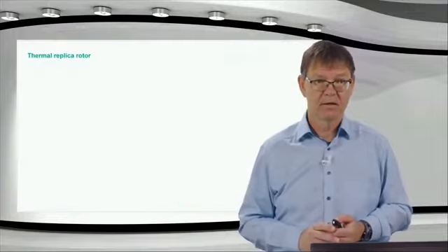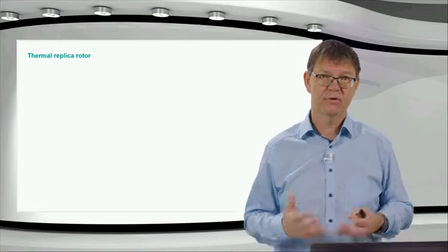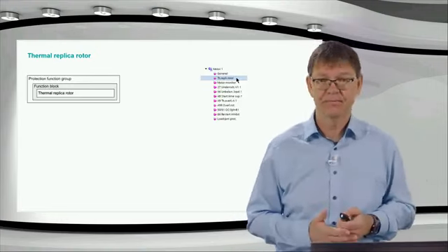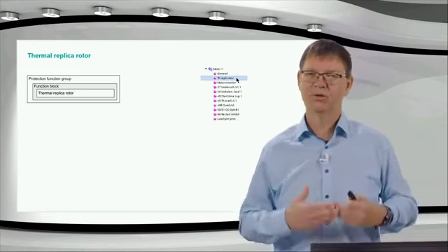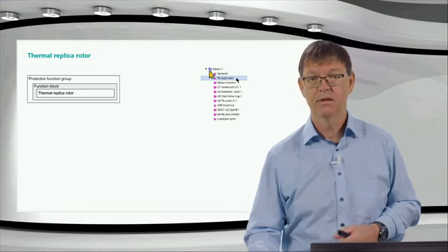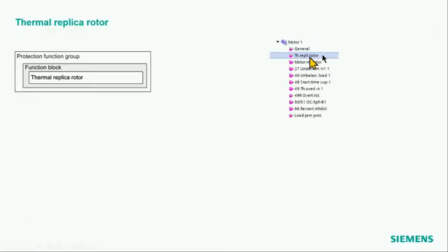Good. This said, let's go one step further, now more towards the functional thermal replica of the rotor. It's also one of these functions which we cannot delete. This is always there. You find it here in our hierarchy tree under motor and then thermal replica rotor. The function is just a fixed function, so you cannot add or remove that function. It's always there.